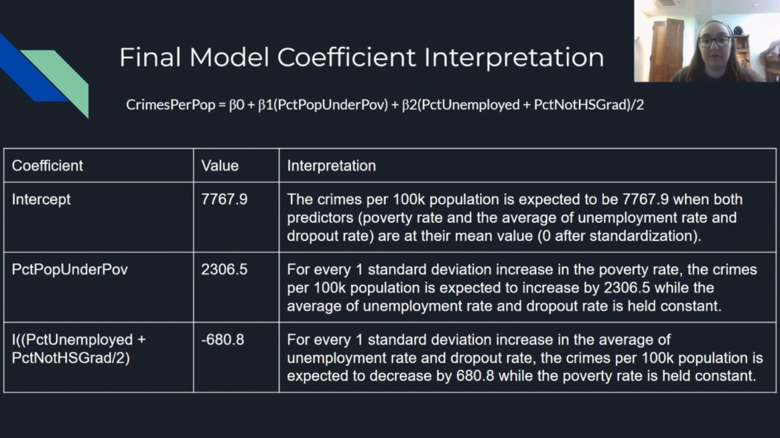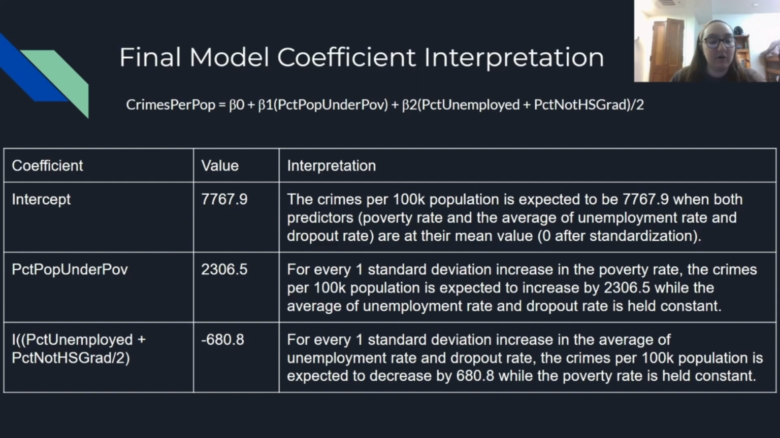So these coefficient interpretations are a little bit different from our original model. For the intercept, we have a value of 7,767.9, so this is our beta 0. And the interpretation of this is that the crimes per 100K population is expected to be 7,767.9 when both of the predictors, so the poverty rate and the average of the unemployment rate and the dropout rate, are at their mean value. And this mean value is going to be 0 after standardization.